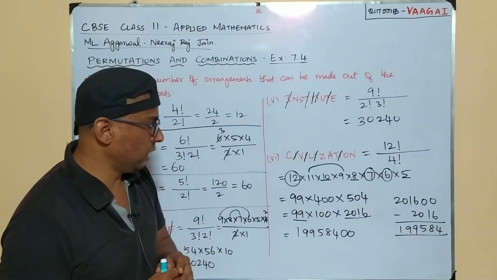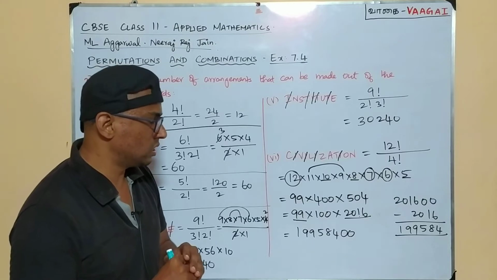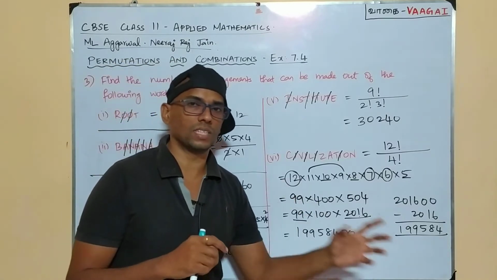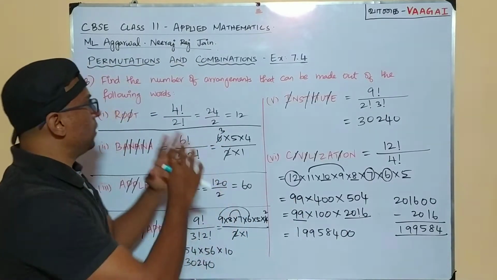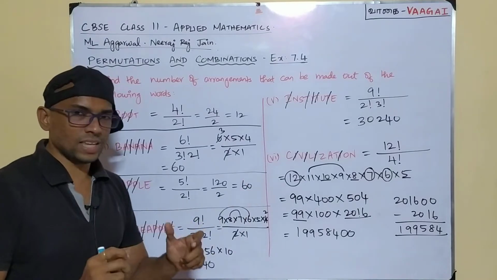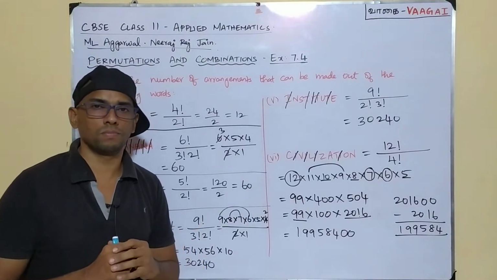So 19958400 is going to be the answer for your last subdivision. So I think we have successfully completed the third question also. These are going to be the answers for your question number 3.